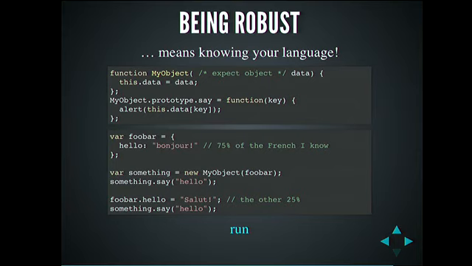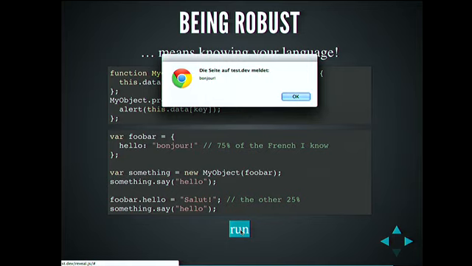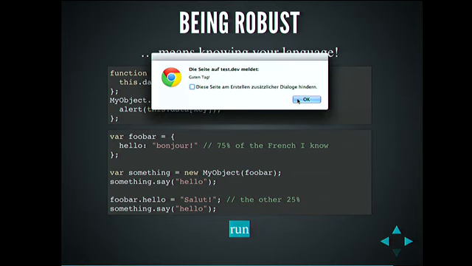But to provide a good API, you obviously have to know your language. If I press run, what happens? I'm shown a dialog saying bonjour. Now, outside of the context of my object, I'm setting this property to another value. What do you think is happening here? It's overwritten.